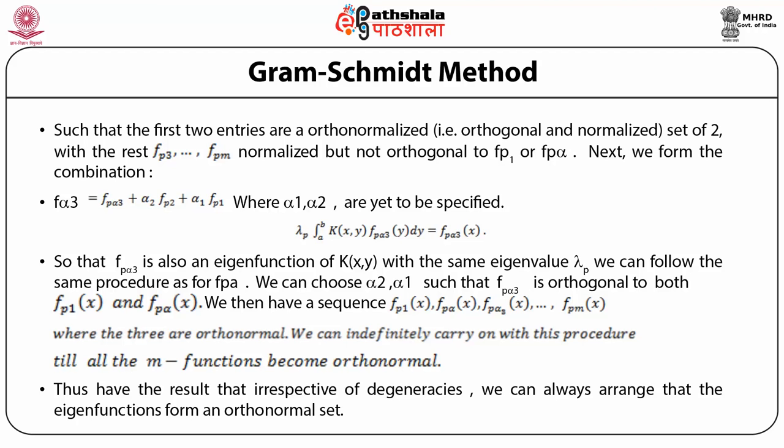We can choose alpha 2, alpha 1, such that fp alpha 3 is orthogonal to both fp1 and fp alpha. We thus have a sequence of functions fp1 x, fp alpha x, fp alpha 2, up to fpm x, where the three are orthogonal. We can indefinitely carry on with this procedure till the mth functions become orthonormal. We thus have the result that irrespective of degeneracies, we can always arrange that the eigenfunctions form an orthonormal set.